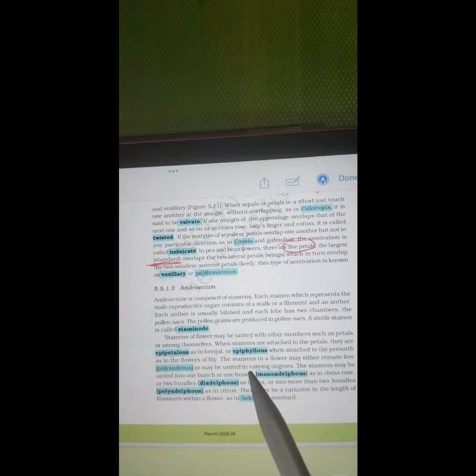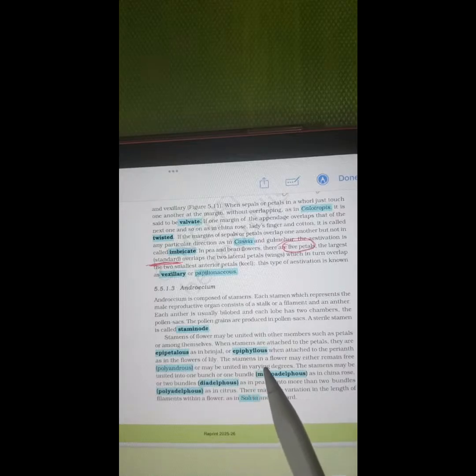In the case of monocot, sepals and petals are not differentiated. That is why we call them perianth or tepals. So if the stamens are adhered to the tepals, then it will be known as epiphyllous. If the stamens are in more than 2 bundles, then they will be known as polyadelphous. If the stamens are forming 2 bundles, then diadelphous. And if they are forming 1 bundle, then they will be grouped into the monoadelphous.